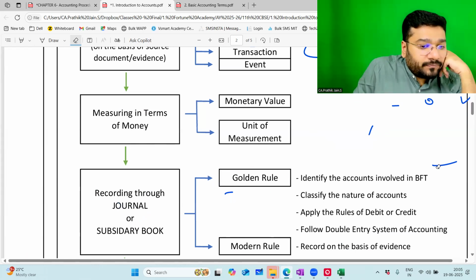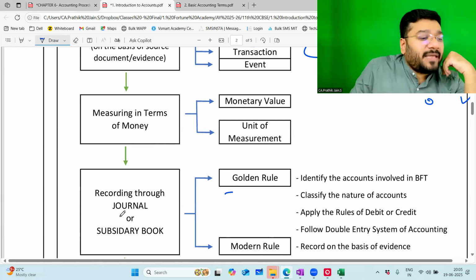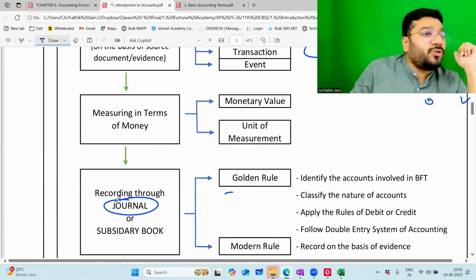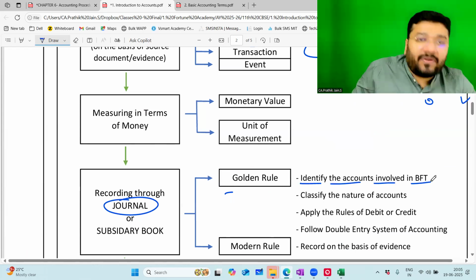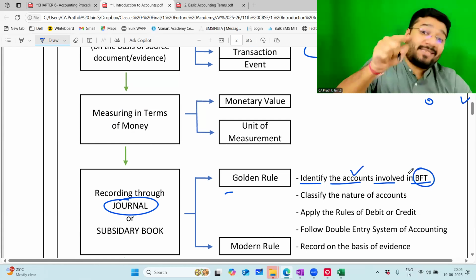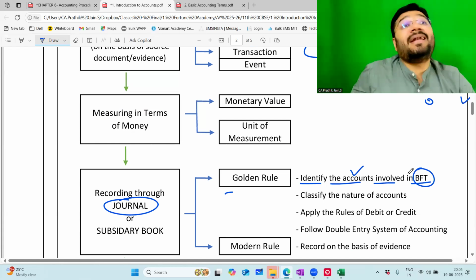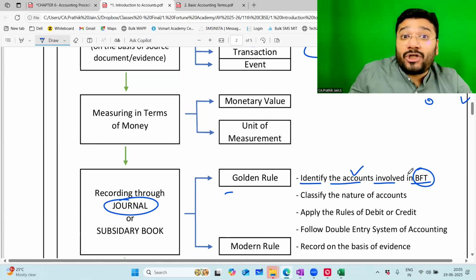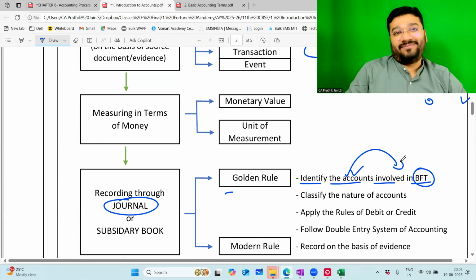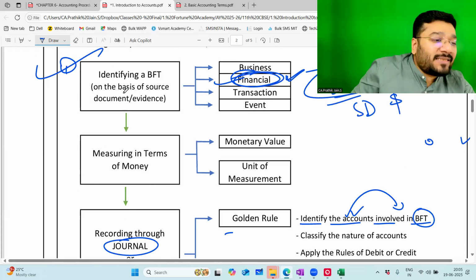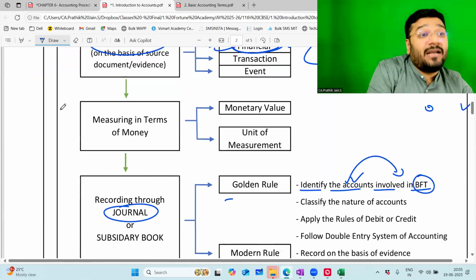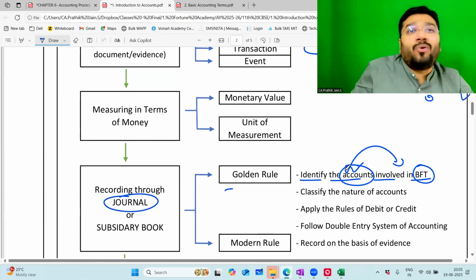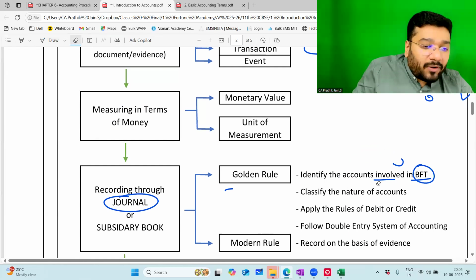Now, what are the steps involved in journalizing? This I'll be discussing in depth when I do journal, but I'll just give a glimpse. The first step is to identify the accounts involved in the BFT. For you to identify the accounts involved in a BFT, first of all, you should know what a BFT is. If you don't identify a BFT, you will not be in a position to identify the accounts in it. So, your first step is to identify the BFT. Once you identify a BFT, next you have to identify what are the various accounts that are involved.